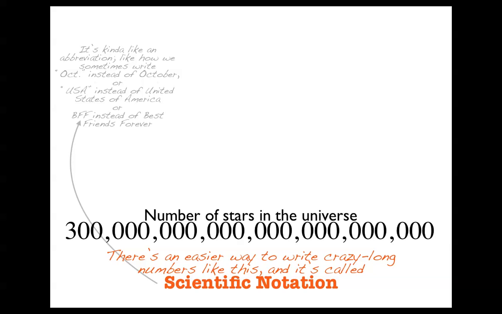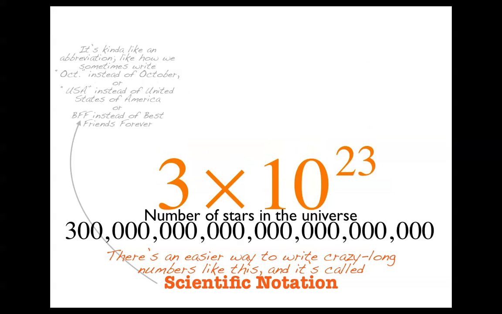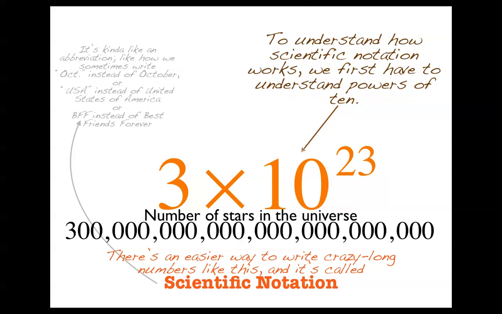And in this case, the way to abbreviate the number of stars in the universe is to write it like this: 3 times 10 to the 23rd power. And that's a nice, short, compact way of writing a number that otherwise would have taken a long time to write out. But in order to understand how scientific notation works, we've got to understand 10 to the 23rd power, and we've got to understand how powers of 10 work.